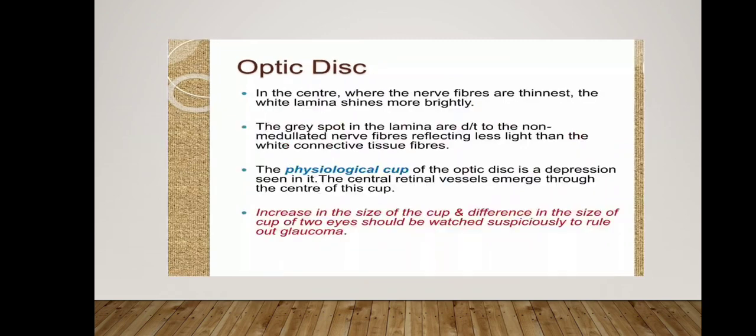In the center of the optic disc, where the nerve fibers are the thinnest, the white lamina shines more brightly. The grey spots in the lamina are due to the non-medullated nerve fibers, reflecting less light than the white connective tissue fibers. The physiological cup of the optic disc is a depression seen in it. The central retinal vessels emerge through the center of this cup. An increase in the size of the cup and a difference in the size of the two cups should be watched suspiciously to rule out glaucoma.